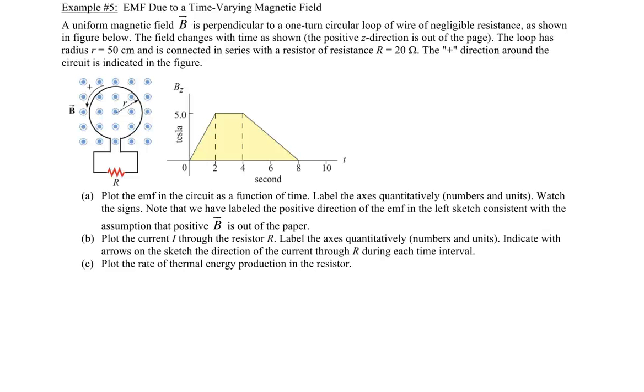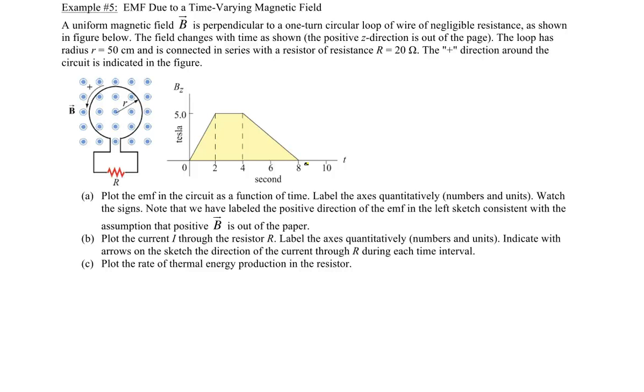Welcome to example number 5. This question involves an EMF that is due to a time-varying magnetic field. So we have a magnetic field, shown here pointing out of the screen towards you, that is passing through this stationary loop of wire with this resistor. And as the field changes over time, as shown by the graph over here, it's increasing, then it's stable here, and then it's decreasing, we'll find that an EMF will be generated during certain time intervals.